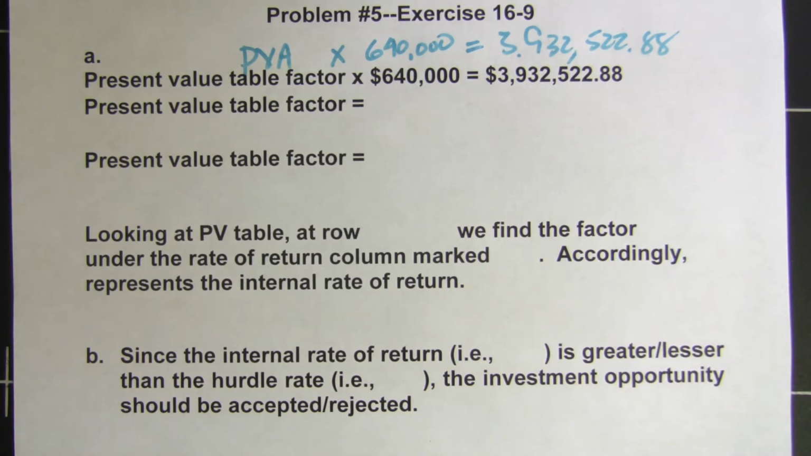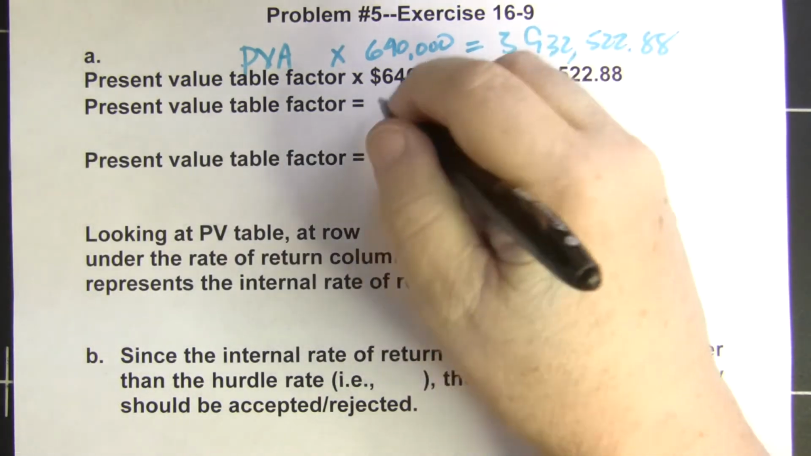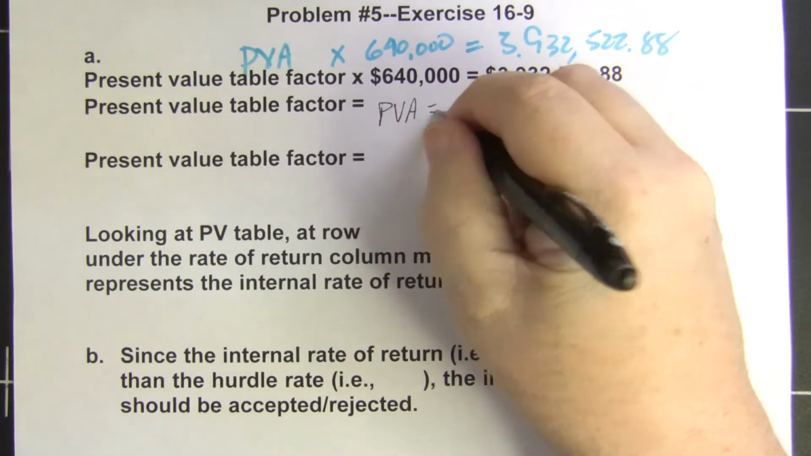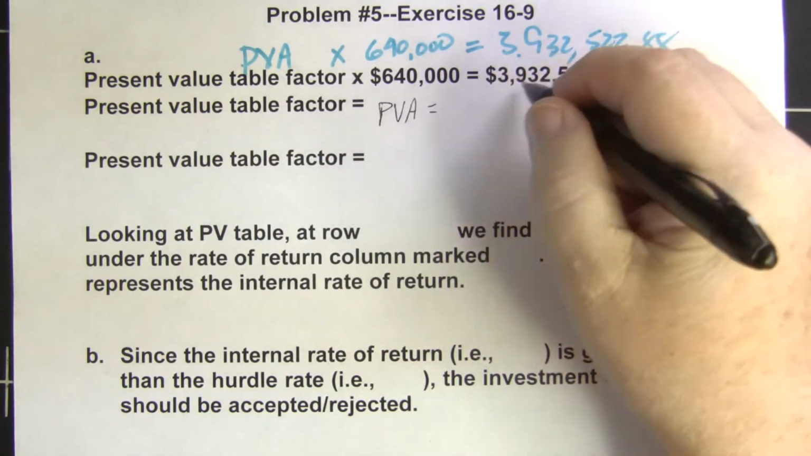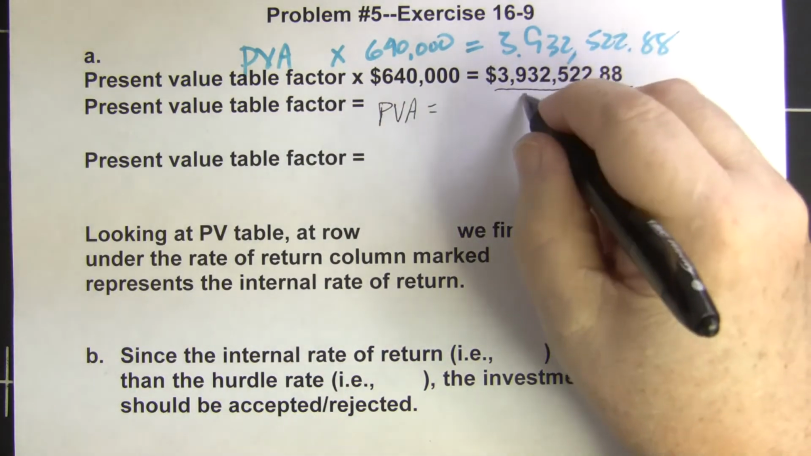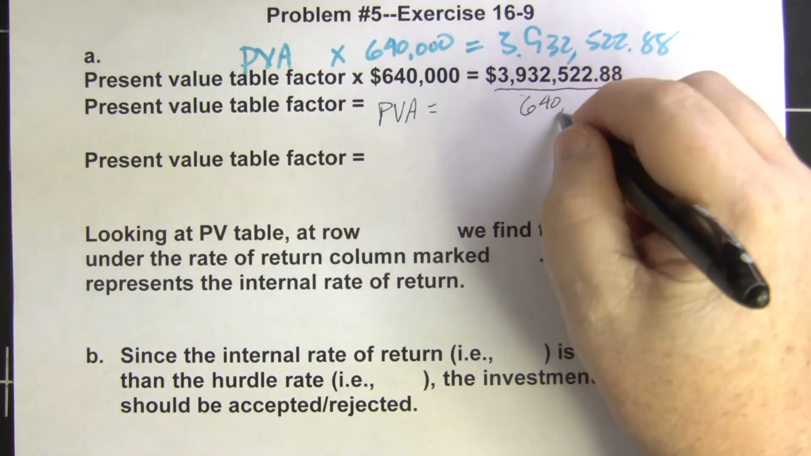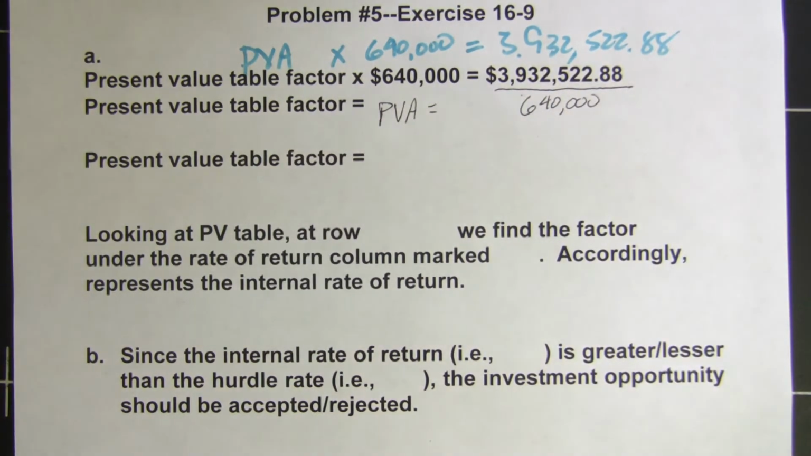So, you all can come up with that factor. There's not a single one of you who doesn't have the math skills. You just have to believe yourself that you can. So what we're going to do is find that present value of an annuity factor by taking this number and dividing it by 640,000. Nothing there you can't do.